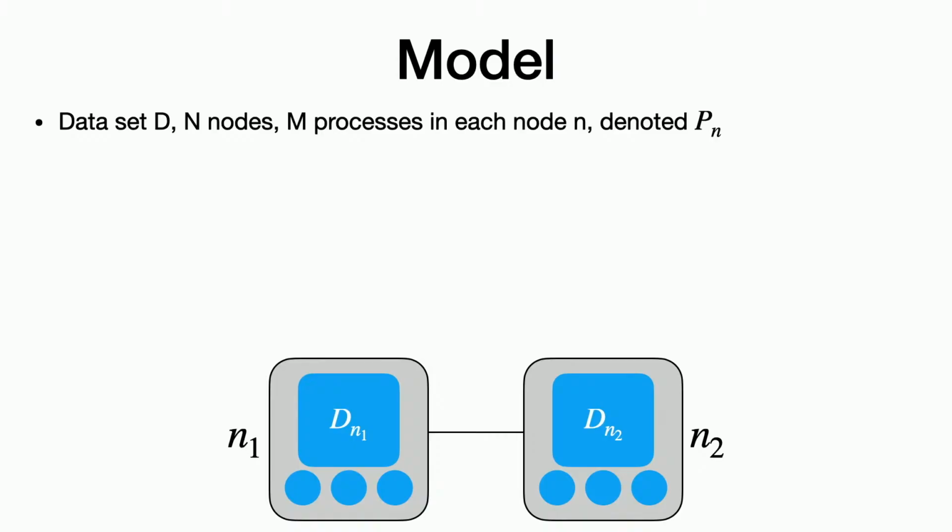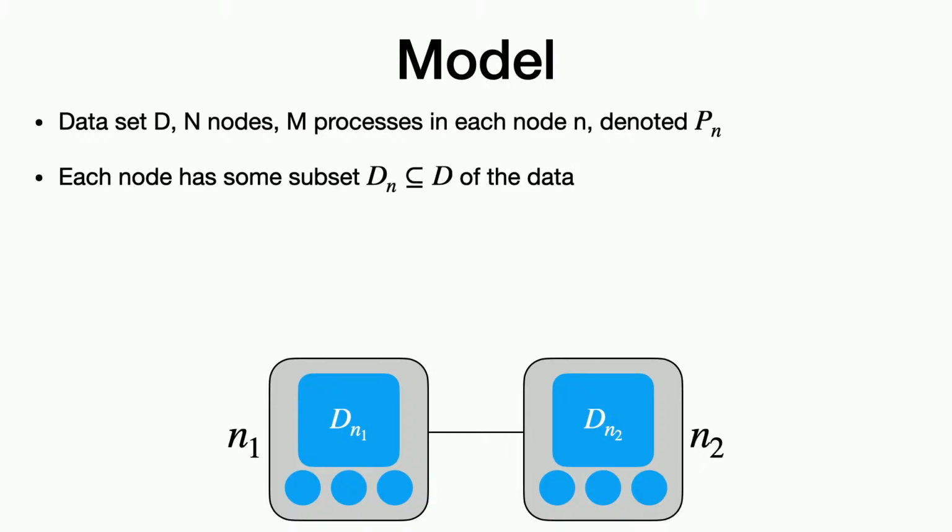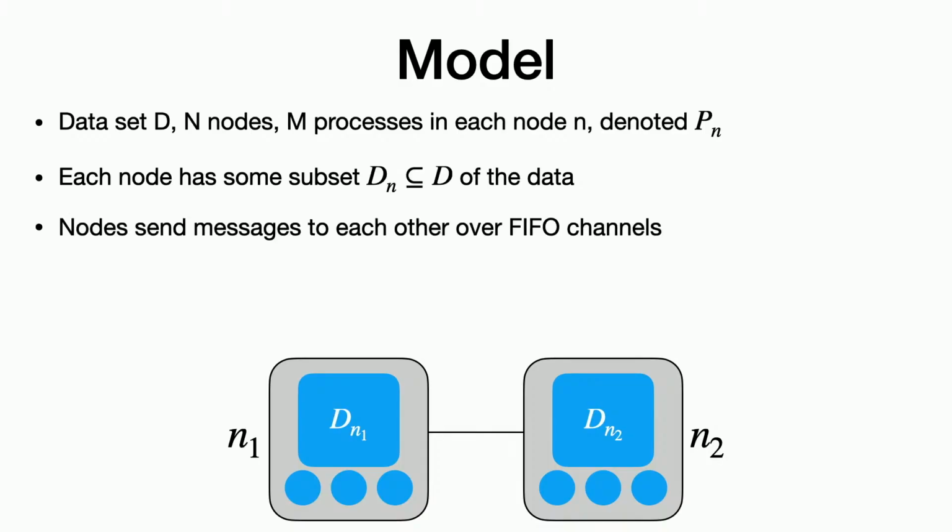We have n nodes, and inside each node we have m processes. Each node has some subset of the data set. It's also okay to have the entire data set, in which case we might replicate, so it's possible that each node has the entire data and we just have copies of it, but we also want to talk about the case where each node has just a strict subset of the data.